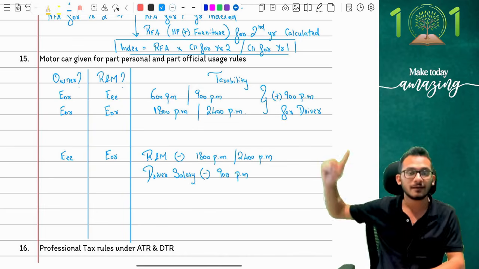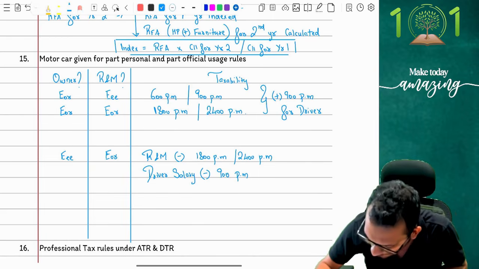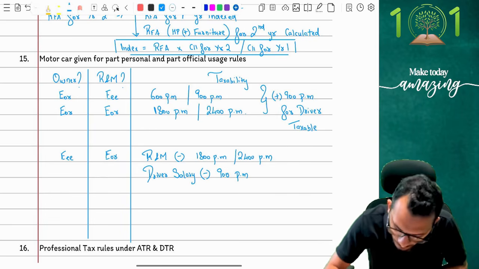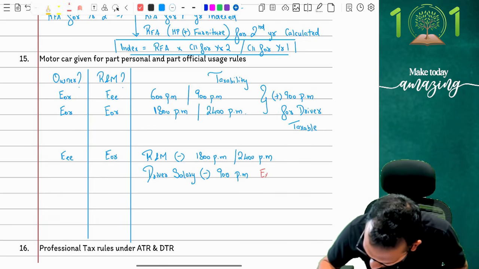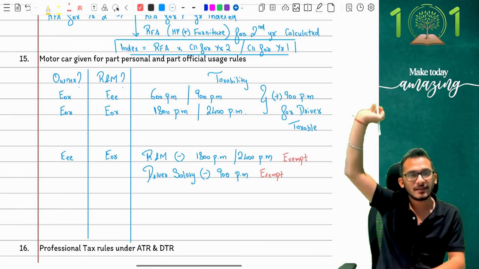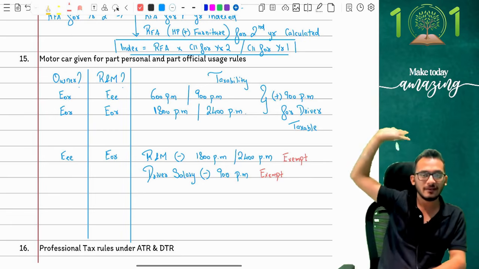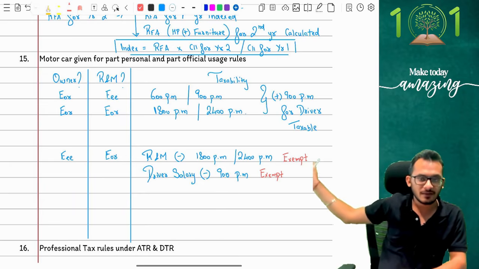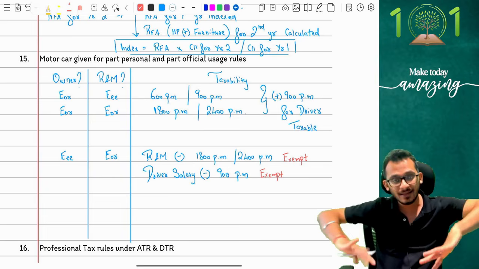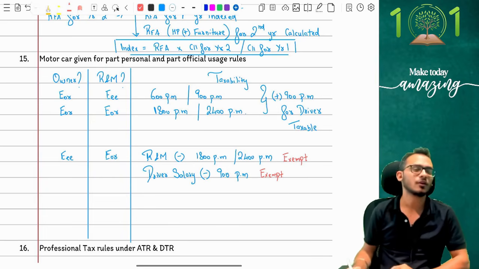Yes, please be very careful. In the previous conversation, 900 per month is taxable, whereas in this conversation, 900 per month is exempt. Notice how it changes very significantly. In the previous one, even if you give 4,000 rupees to the driver, I will only tax 900 rupees. But in this conversation, if I give 4,000 to the driver, the full 4,000 is taxable, and 900 alone is exempt from tax.